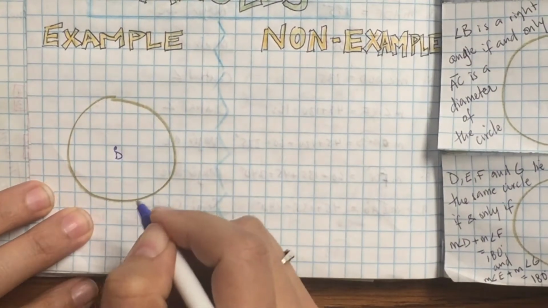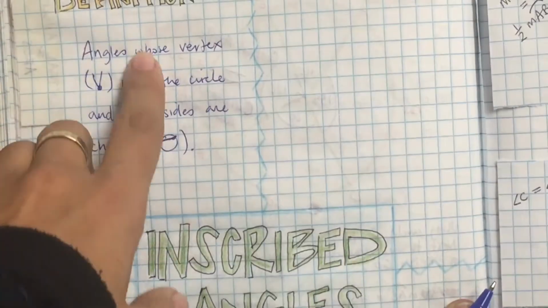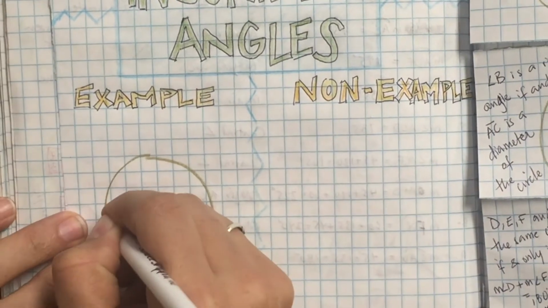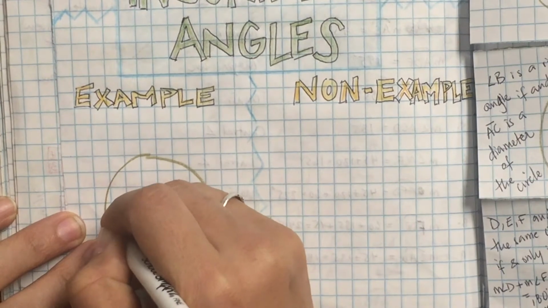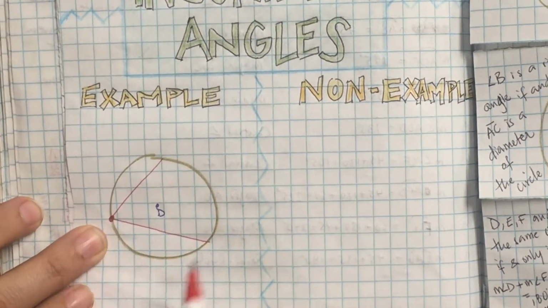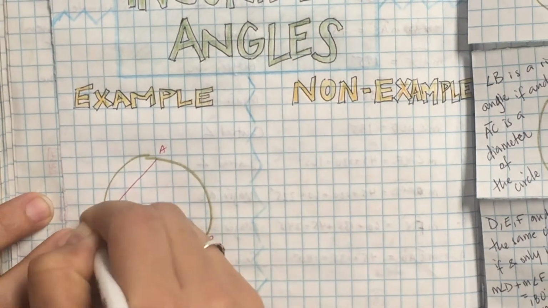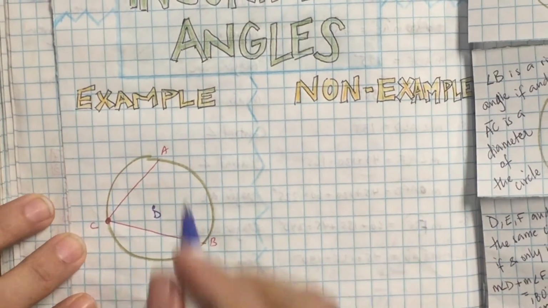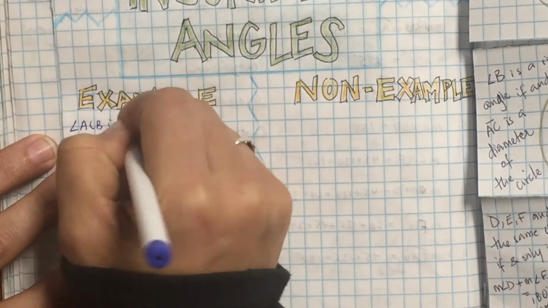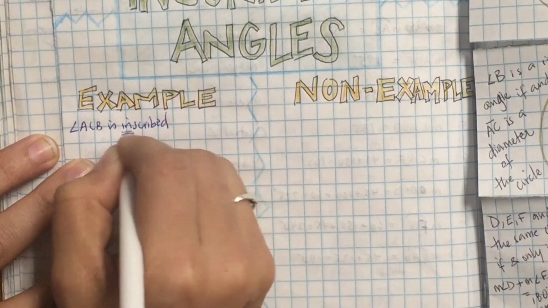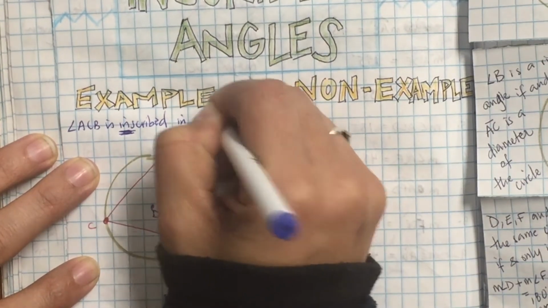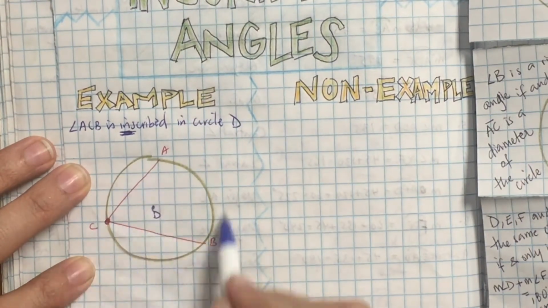So let's take a look at an example. I need a vertex that is on the circle and has 2 chords. So do a point on the circle and then draw 2 chords from that point. Bam. That is an inscribed angle. So inscribed is inside the circle. Angle ACB is an inscribed angle, inscribed in circle D.